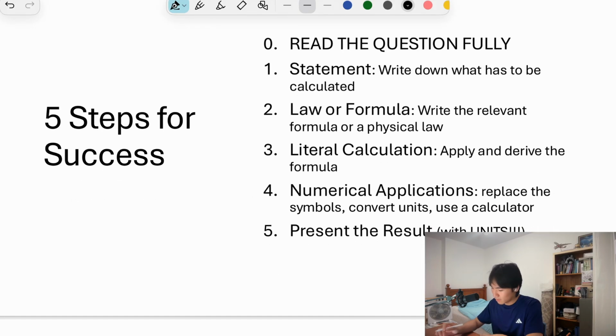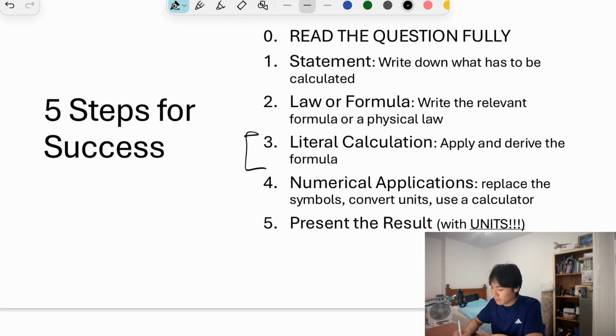And then it's literal calculation. Literal calculation means rearranging the formula, without plugging in, for example, the numerical values, all the constant values. You just algebraically maneuver all the symbols in order to get, for example, if you're asked to find wavelength, the wavelength in terms of all the quantities that you're given in the question.